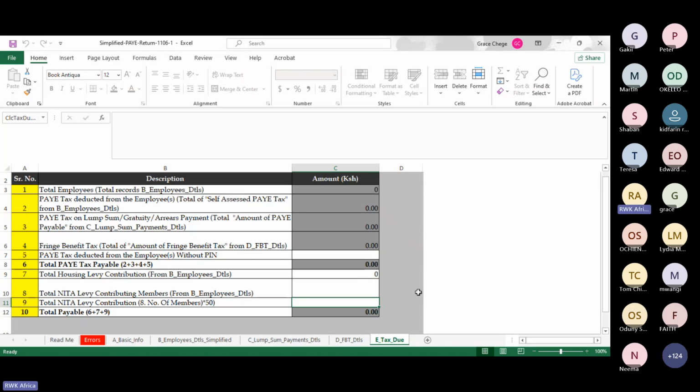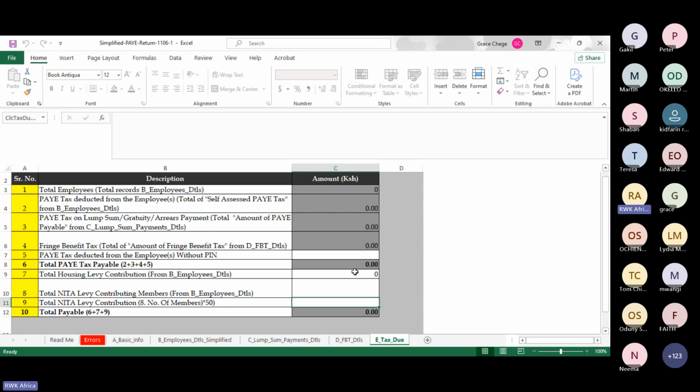So this template is not available on iTax yet. You can download it from the KRA's website and use it to file your returns. So it's still in the rollout phase. So you can file with it and give your reviews. But they say as from next month, it's going to be mandatory to file using this simplified return template.